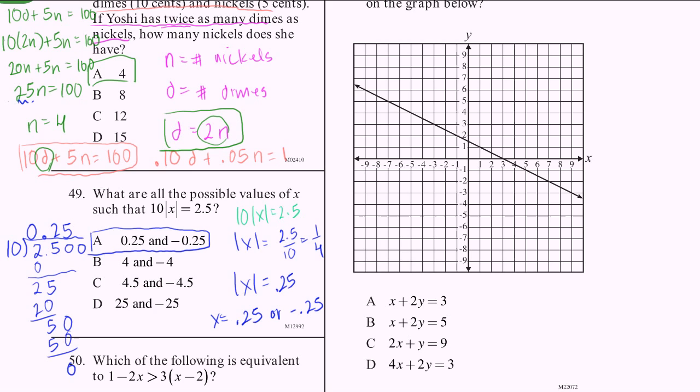51. Which equation represents the line on the graph below? So we could look at this. We can just kind of eyeball it, but sometimes it's hard to eyeball it. So what we want to do is look for some points.